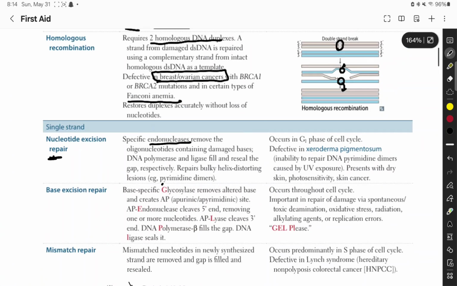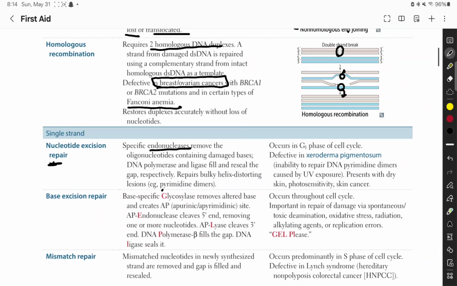So this is nucleotide excision repair. As I've taught you using the pyrimidine dimer example, you need to know that this is defective in xeroderma pigmentosum, where the body is unable to repair the DNA pyrimidine dimers caused by UV exposure. This presents with dry skin, photosensitivity, and skin cancer. People with xeroderma pigmentosum are at an increased risk of skin cancer.